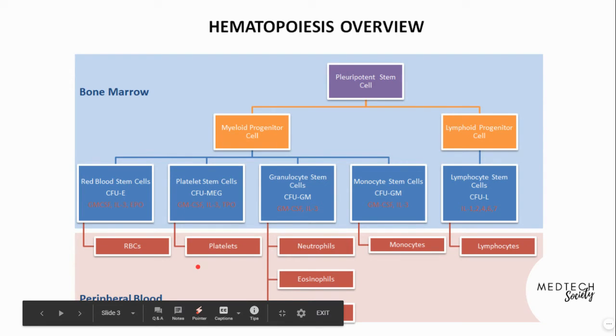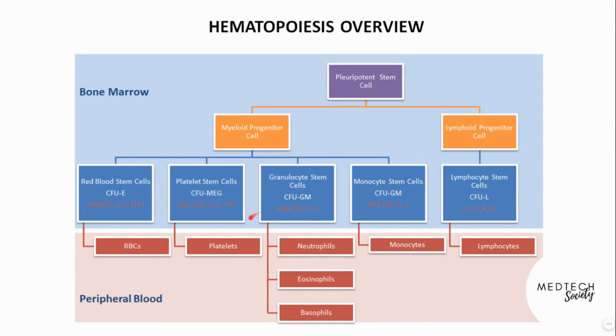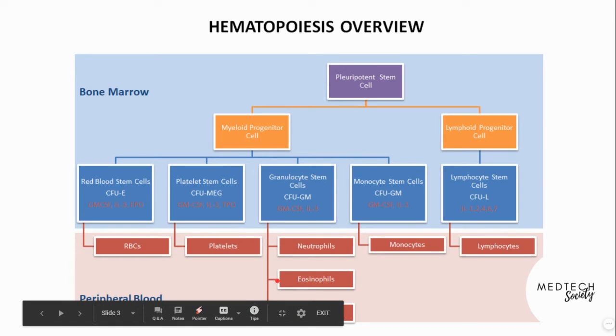And then there's also what we call granulopoiesis, which gives rise to neutrophils, eosinophils, and basophils. Those cells are actually the ones with granules. So neutrophils have granules, eosinophils have granules, and basophils have granules. That's why they are called granulocytes.